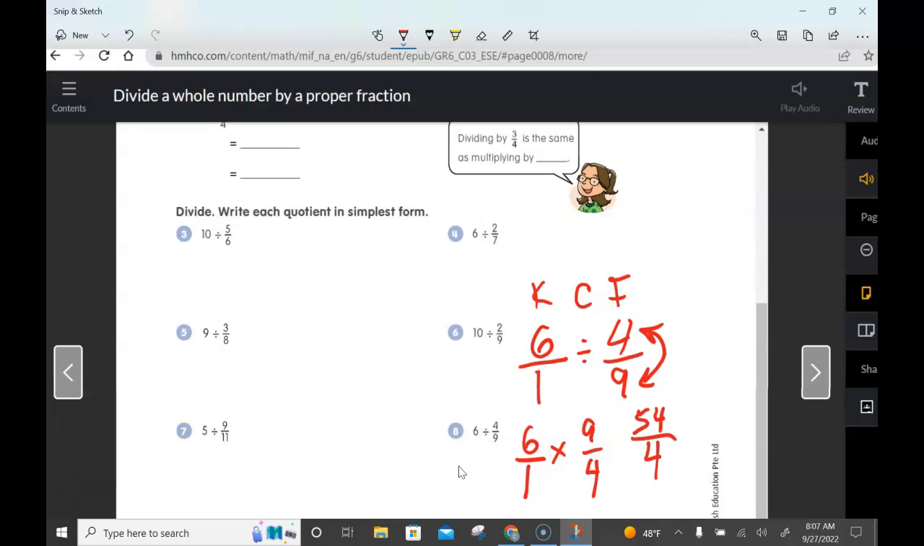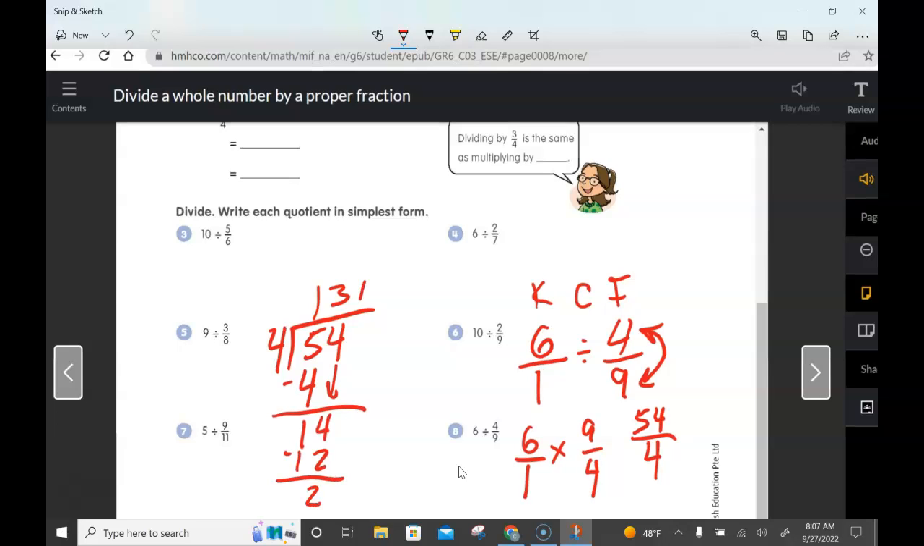Now what we need to do, we need to simplify this. Okay, so we take 4 into 54. 4 goes into 5 one time. 1 times 4 is 4. Then we have 14. 4 into 14 is going to go 3 times without going over. 3 times 4 is 12. And now we have a remainder of 2.